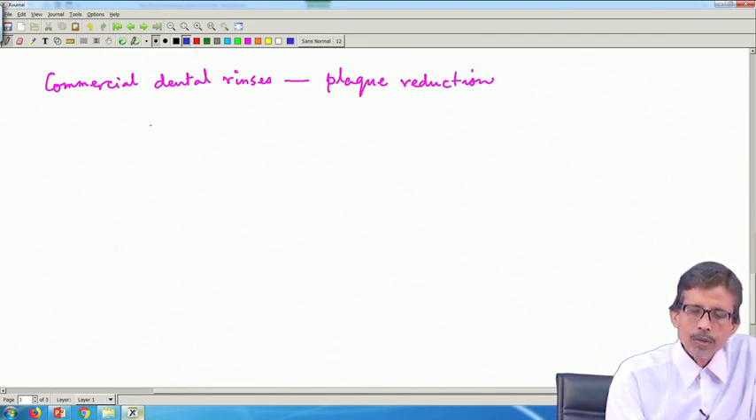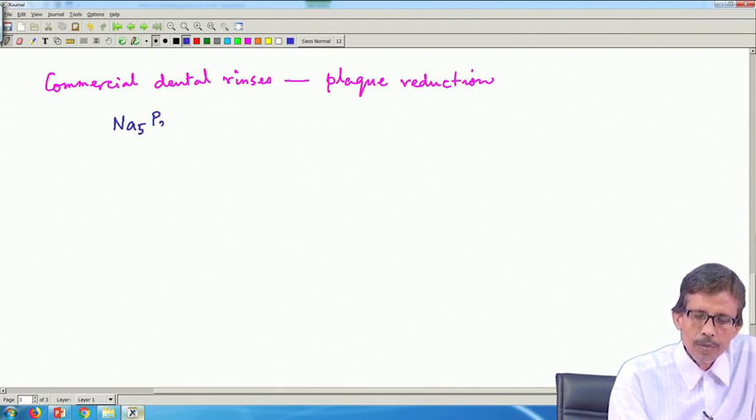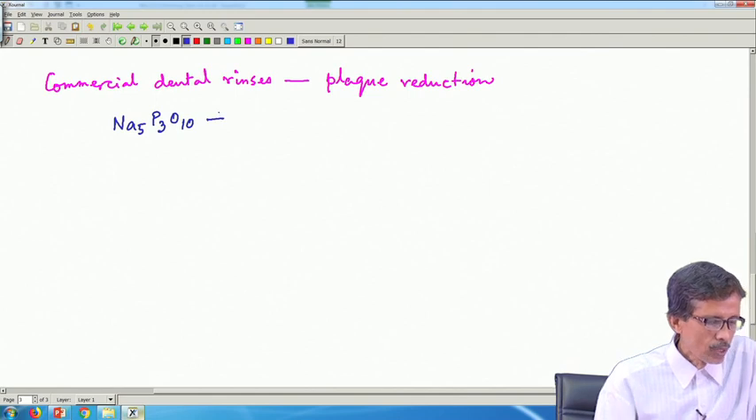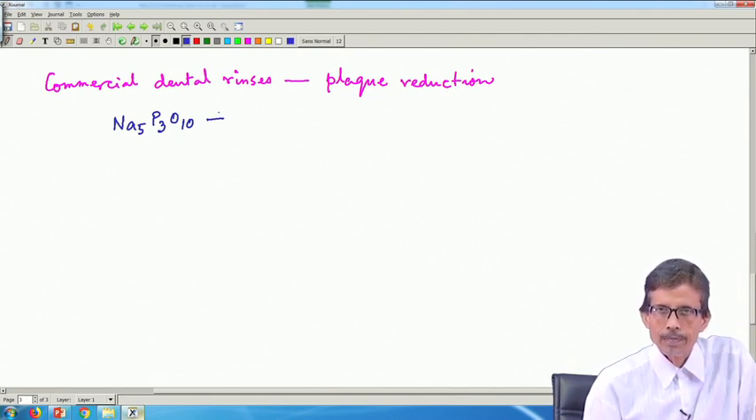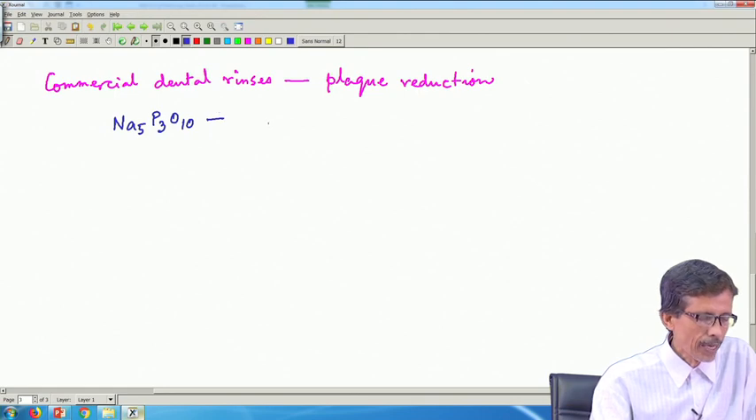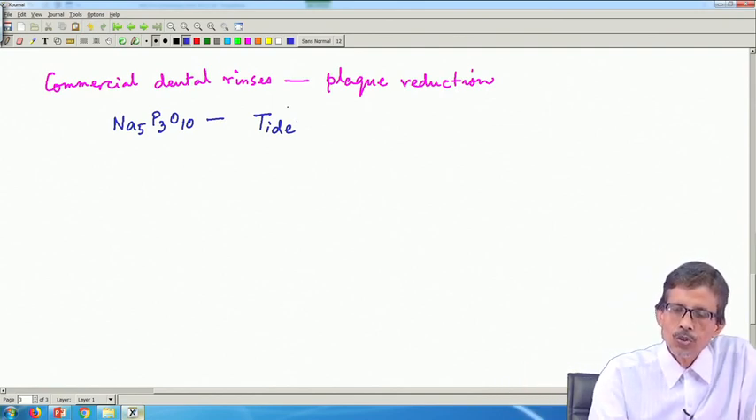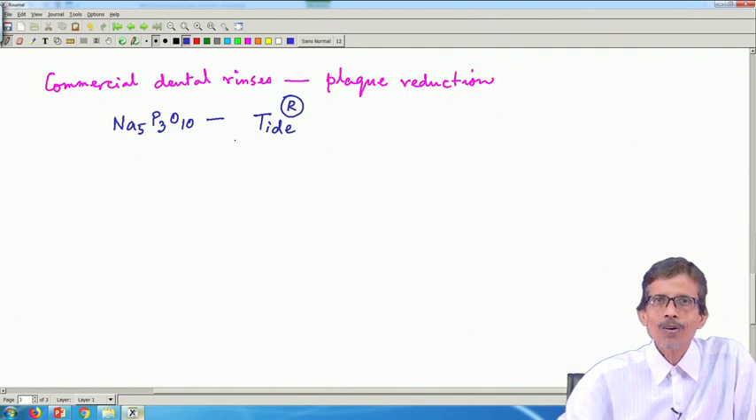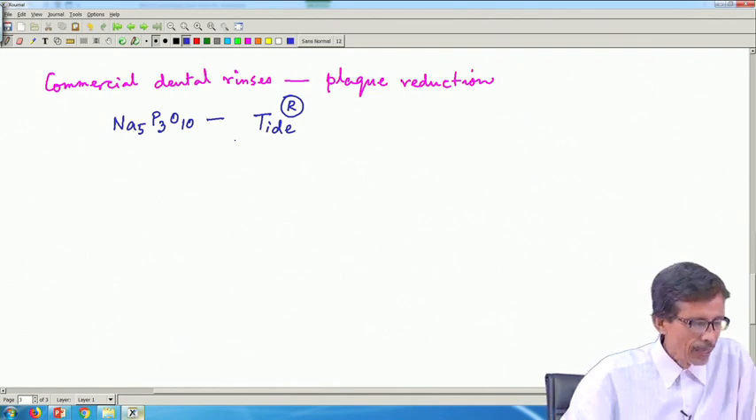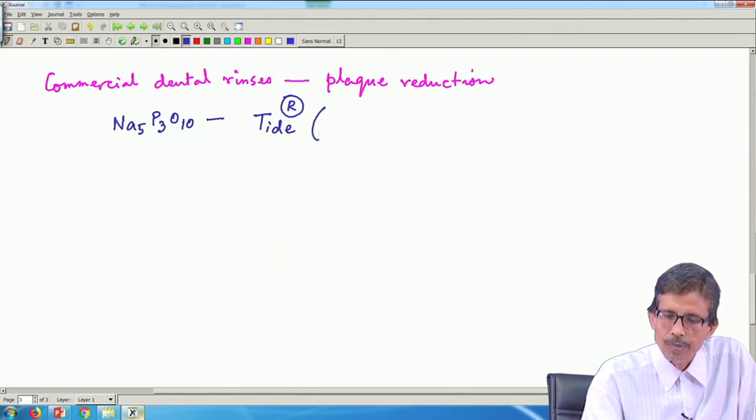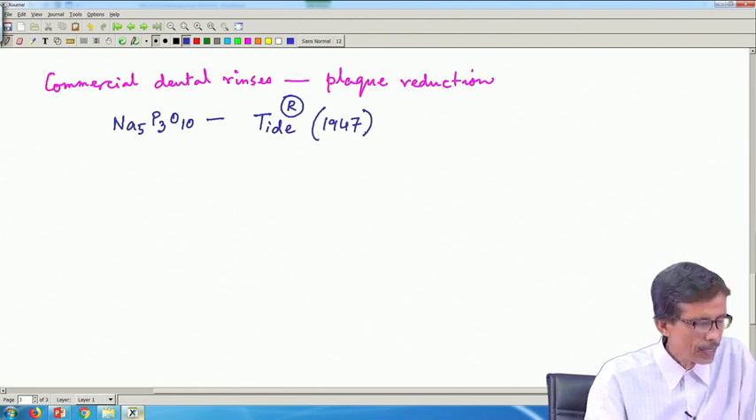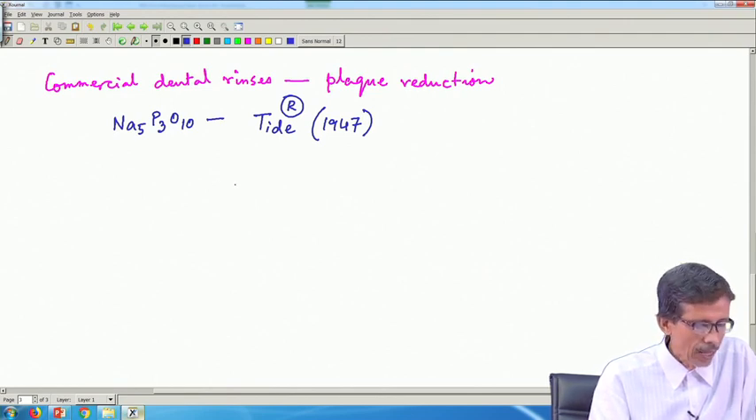So, the next one you can see is sodium tripolyphosphate, Na5P3O10, which is the corresponding triphosphate, and it was commercially prepared at industry level. It is basically the company we know, Tide, which makes a huge amount of detergent. Tide is the registered trademark for that. Tide was working on it from say 1947, where it can be very useful for getting this particular triphosphate.